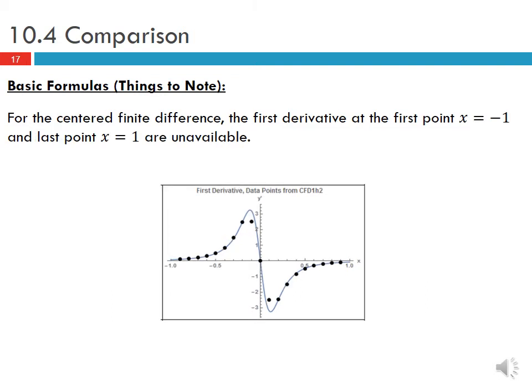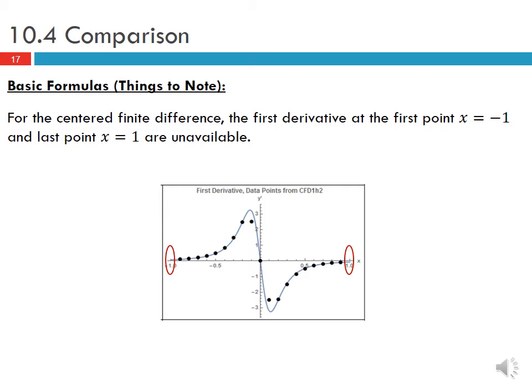The centered finite difference, the first derivative at the first point, so x equal to minus 1, and the last point, x equal to 1, are both unavailable. And this is because the centered finite difference uses a point before the one we're interested in as well as a point after the one we're interested in.